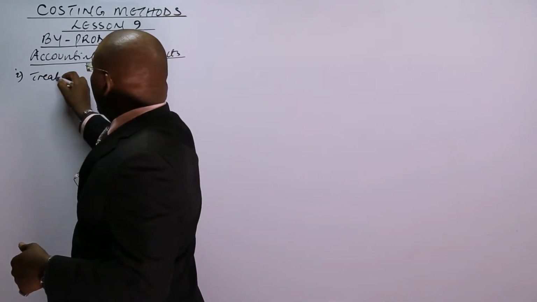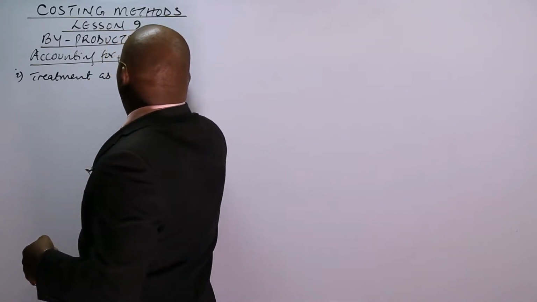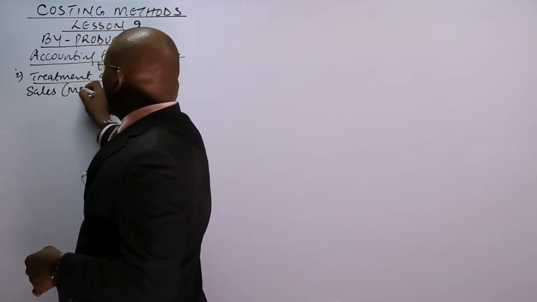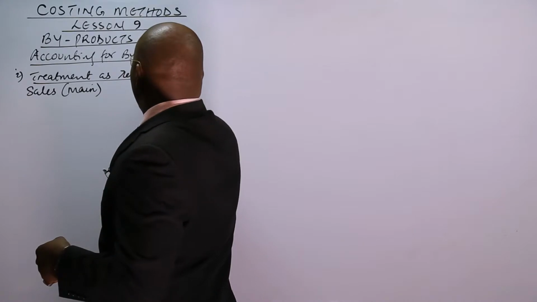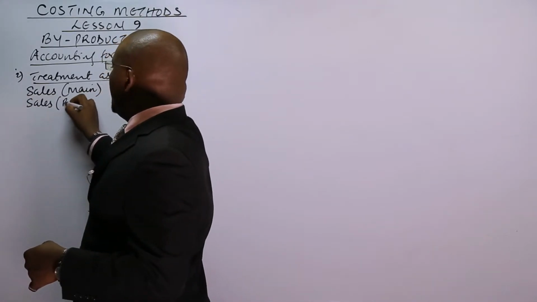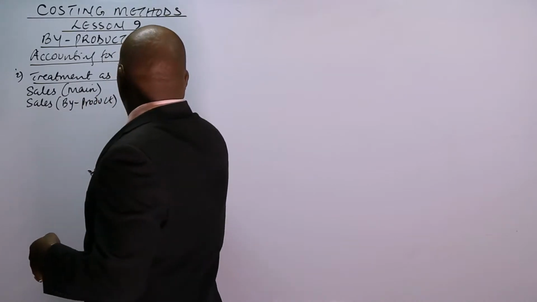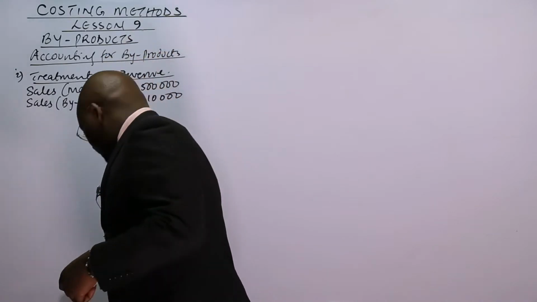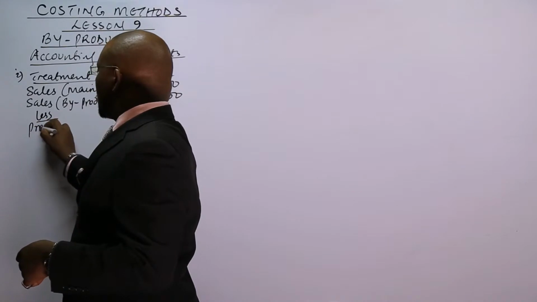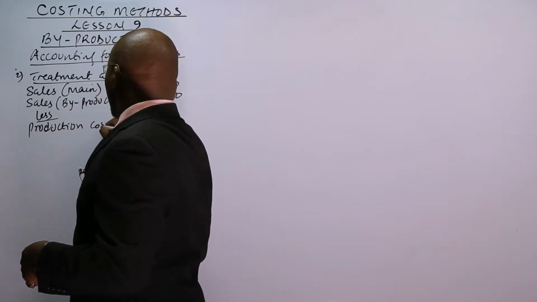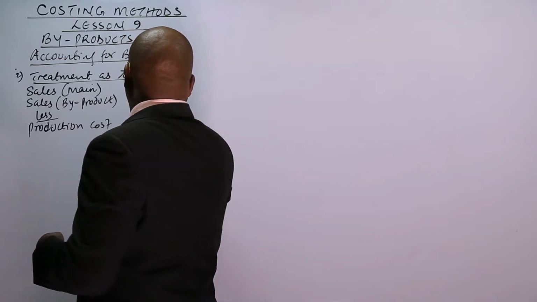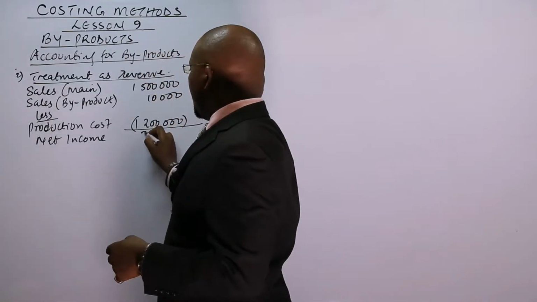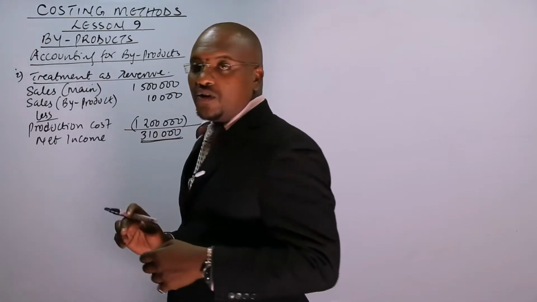Treatment as revenue. If that's the case, we'll have the sales of the main product, which is 1,500,000. Then you have sales of the byproduct, which is 10,000. Then we can say less the production cost, which is 1,200,000. That means our net income is actually 310,000. That is the first treatment of byproducts.